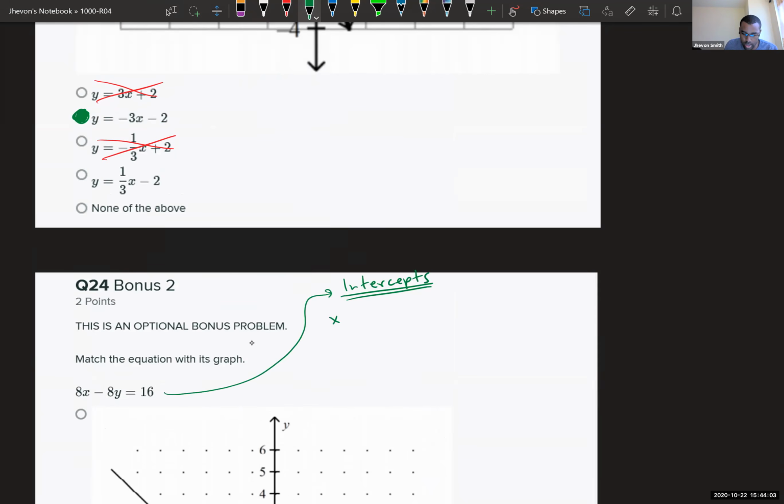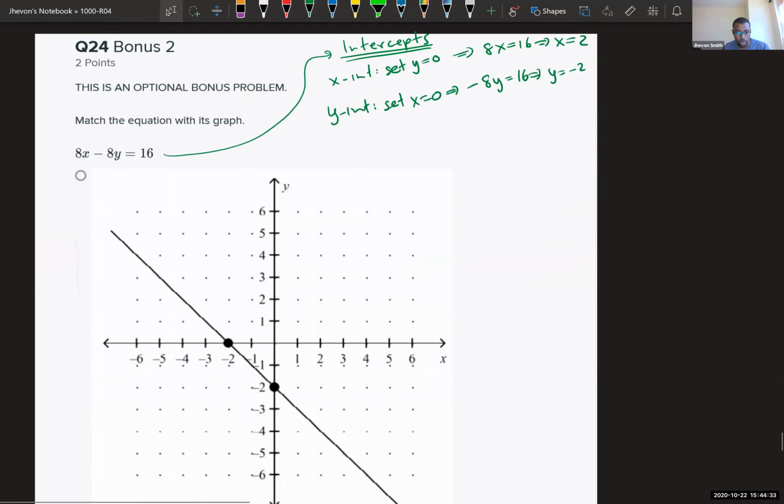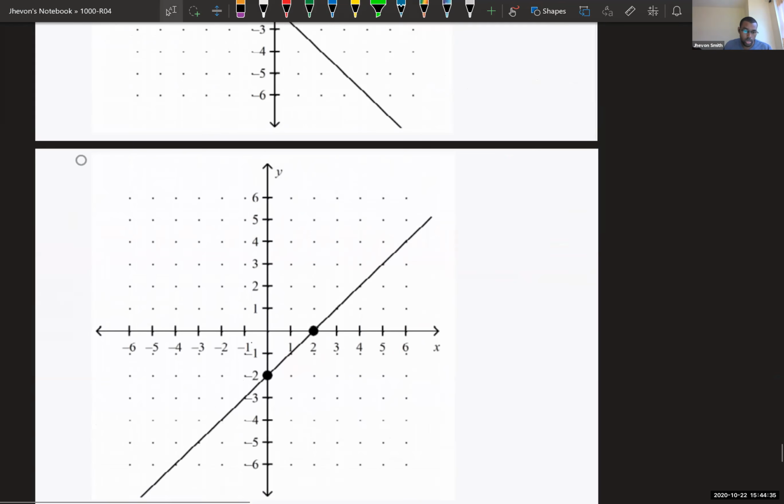So for x-intercept, you set y equals 0. This would mean that you have 8x equals 16, or your x must be 2. For the y-intercept, you would set x equals 0. This would mean you'd have minus 8y equals 16, or in other words, y equals minus 2. So I know I want the y-intercept to be minus 2 and the x-intercept to be positive 2. And that's the second option.